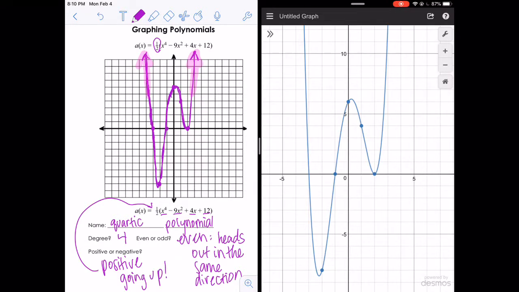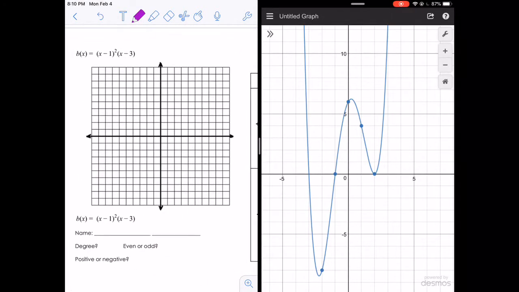So I can start to figure out what those look like without really using my calculator. For now, we're just trying to plot the really important points here. So that's my first one. We can go ahead and do the second one. We might notice that there's something a little different here. It's not in standard form. This is called factored form.